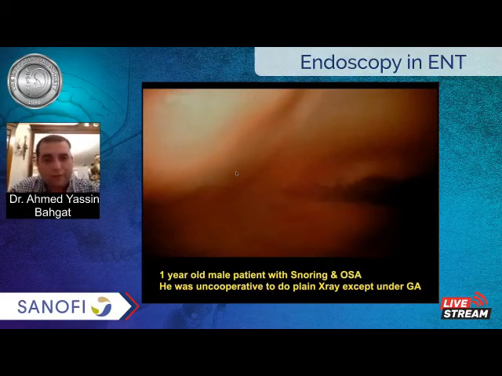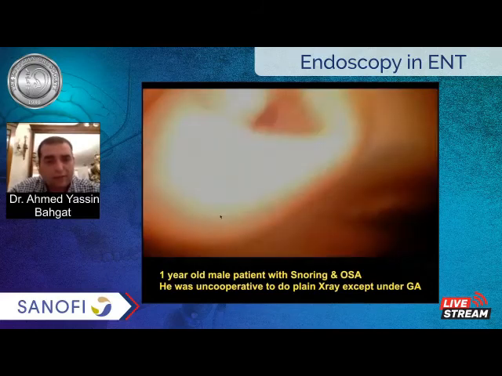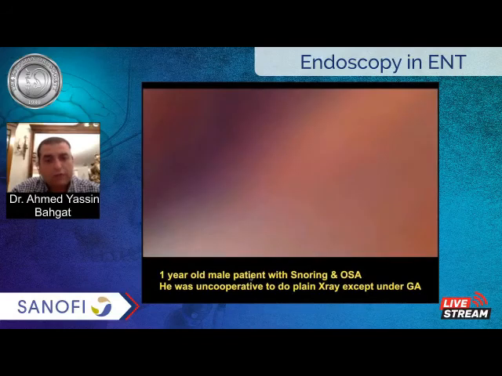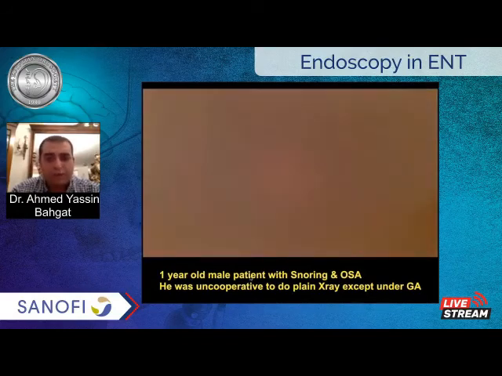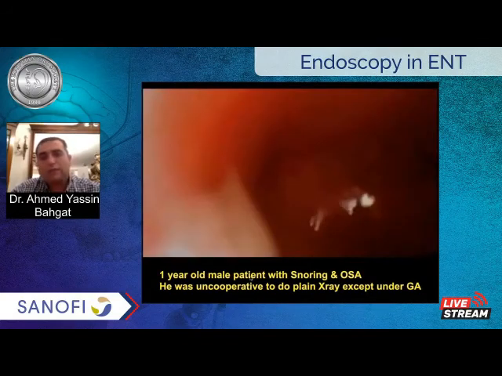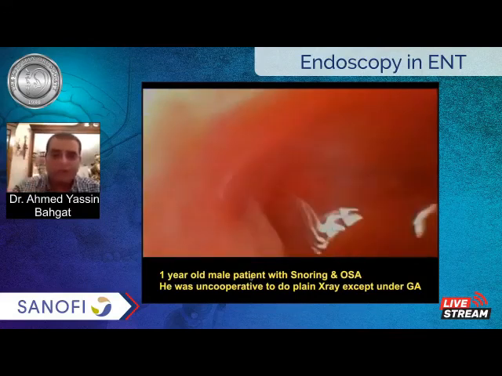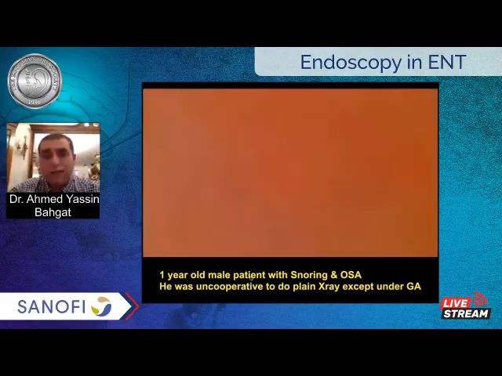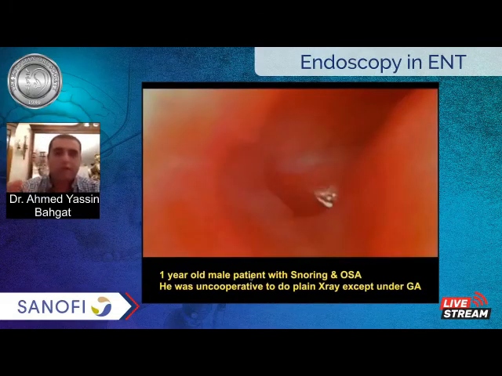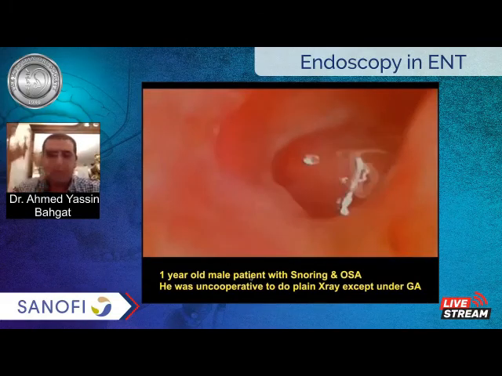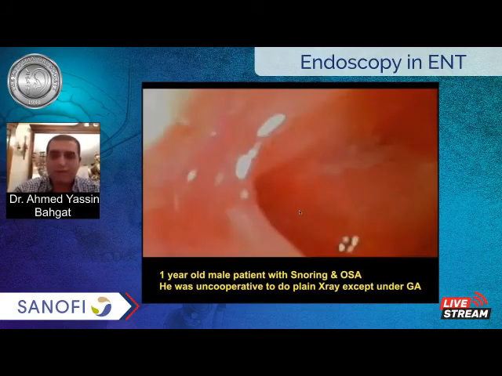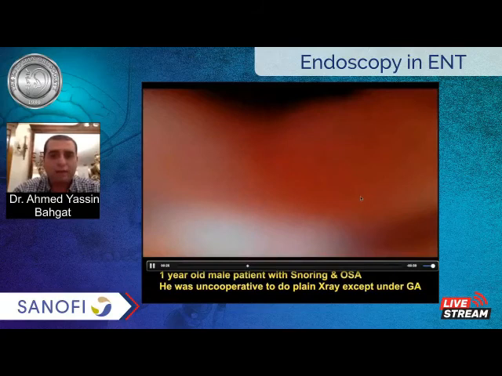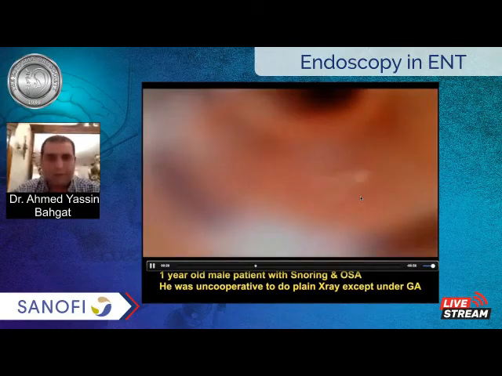Here is some example of cases of pediatrics. Here's a 1-year-old male child with snoring and obstructive sleep apnea. He was a very uncooperative case to do X-ray. So they asked to give him anesthesia to do X-ray. So I advise you, if the patient has to have anesthesia to do X-ray of the nasopharynx, give him that same amount of anesthesia. Sevoflurane is very safe. And examine him, and you can see there is the adenoid. And at the same time, we can remove the adenoid in the same setting.